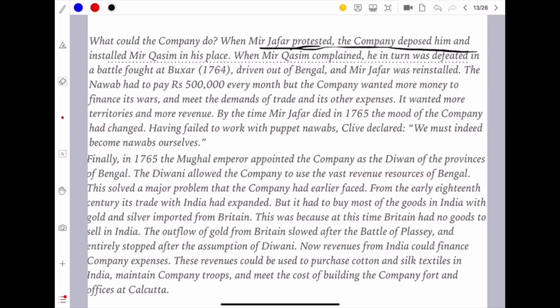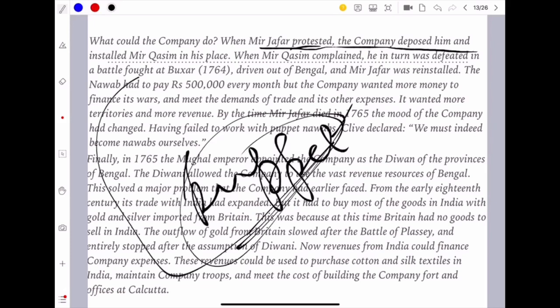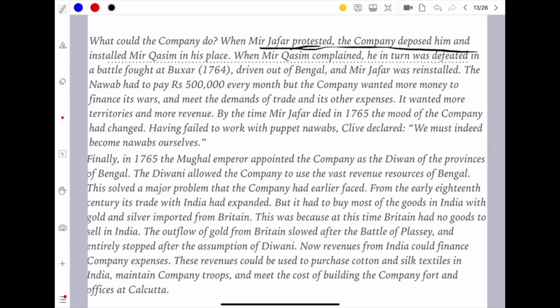So these were a kind of puppet rulers, because they were working on the say of the company, right? They were not independent. They were dependent on the company for their needs, right? Now, the Nawab had to pay 5 lakh every month, but the company wanted more finance for its wars and to meet the demands of trade and its other expenses. It wanted more territories and more revenue.